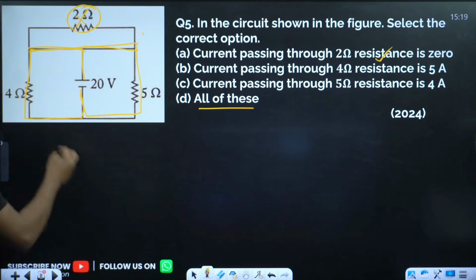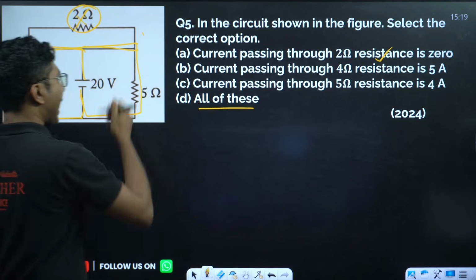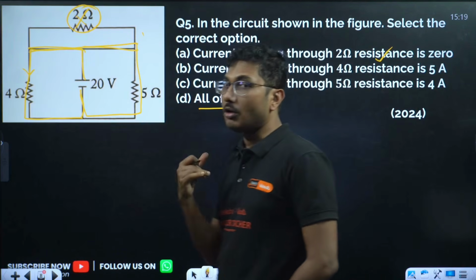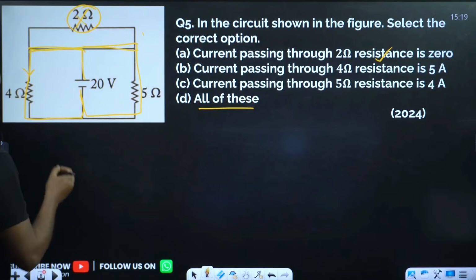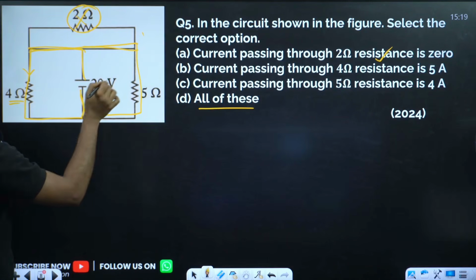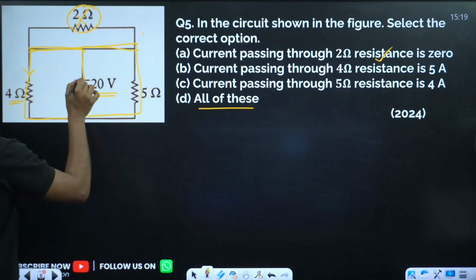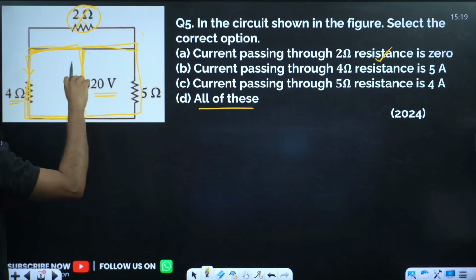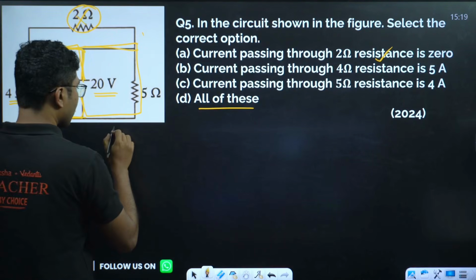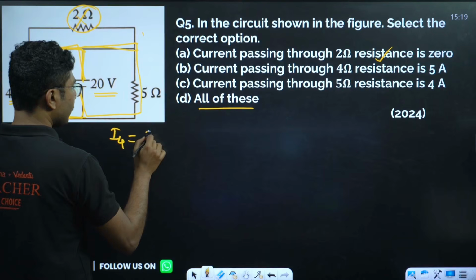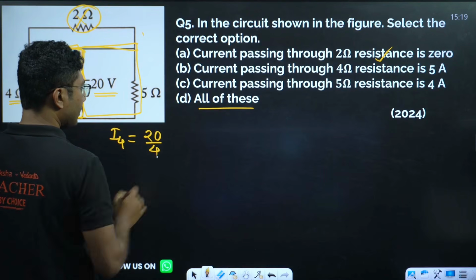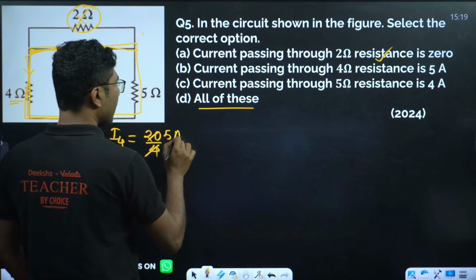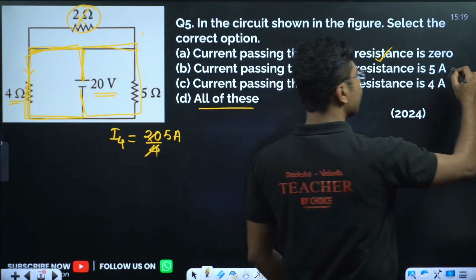But we have to find the current through 4 ohm and 5 ohm and check whether the other two statements are correct or not, because all of these is an option. So how to find the current through this 4 ohm? The voltage that we have applied is 20 volt. Here it is connected in parallel to this, so this entire 20 volt is falling on 4 ohm. So current through 4 ohm is the voltage that you have supplied divided by resistance, I equals V by R. So that is 5 ampere. So current passing through 4 ohm is 5 ampere.